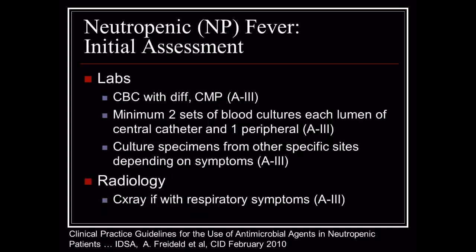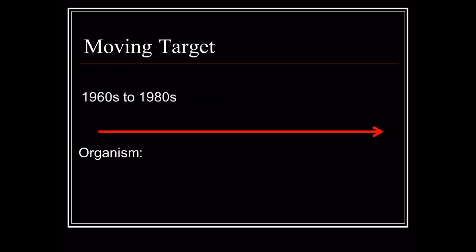What about your initial workup? CBC with diff and CMP are very important. You should get a minimum of 2 sets of blood cultures. For example, if you have a Hickman with 3 lumens, you get a blood culture from each lumen plus 1 peripheral. If you have no lines, you get 2 peripherals. And obviously, if you have symptoms in a particular place, whether it's your eyes, your nose, or GU tract, you get specimens from those sites. If a patient has respiratory symptoms, you get a chest x-ray.